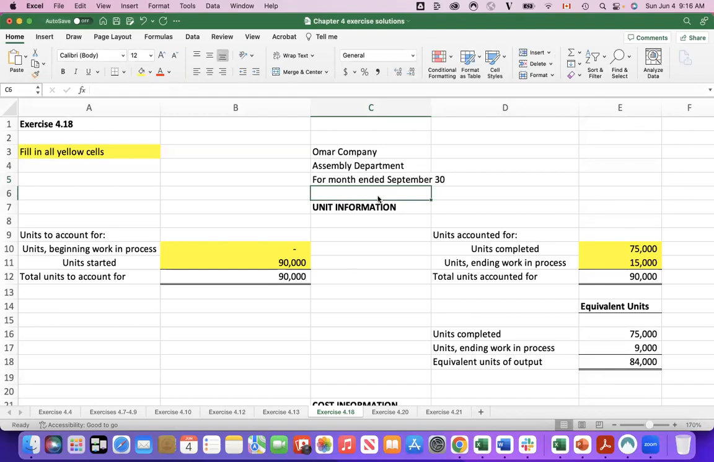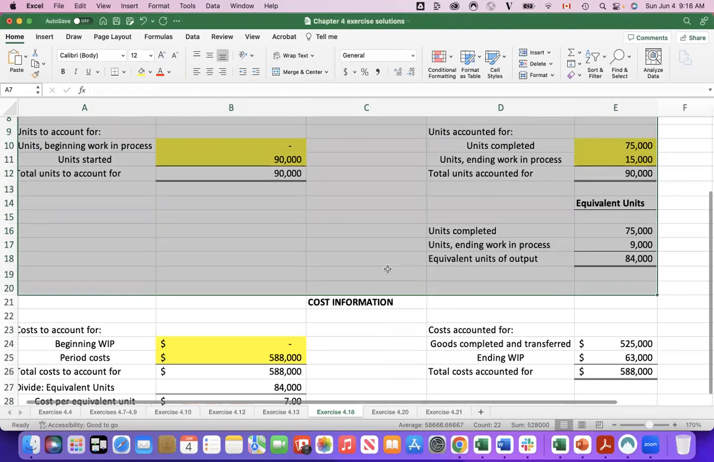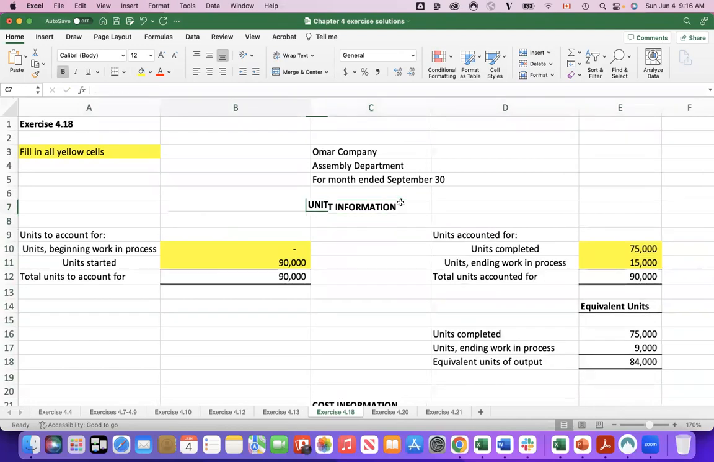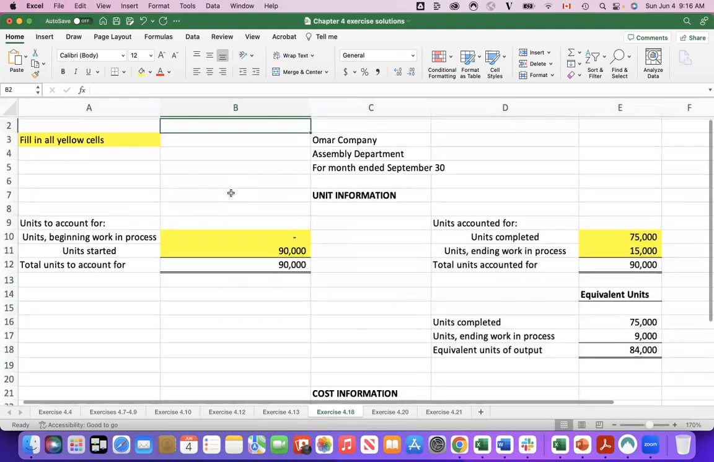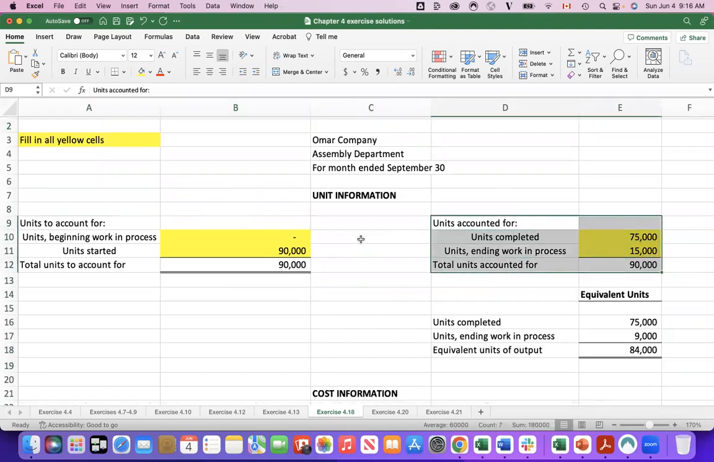Again, what that shows is during the month of September, within the assembly department, how many units did this department produce or have passed through, essentially. As we said, there's two general sections to a production report. We have the unit information, which is everything up here, the first half, and then we have the cost information, which is down here, which we'll get to in a second. The unit information, what we're trying to do is figure out how many units we have to account for, and then we reconcile it with the units that we've actually accounted for.